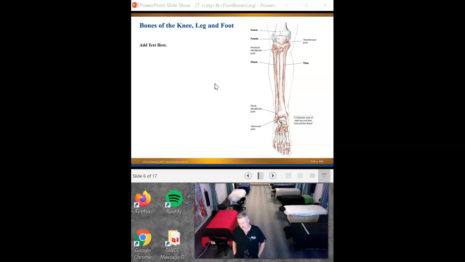Miss Green. Hola. Miss Green, what are the names of the 3 hamstring muscles? That'll be the biceps femoris, semimembranosus, and the semitendinosus. Yes. What are the 2 actions of the hamstring muscles?